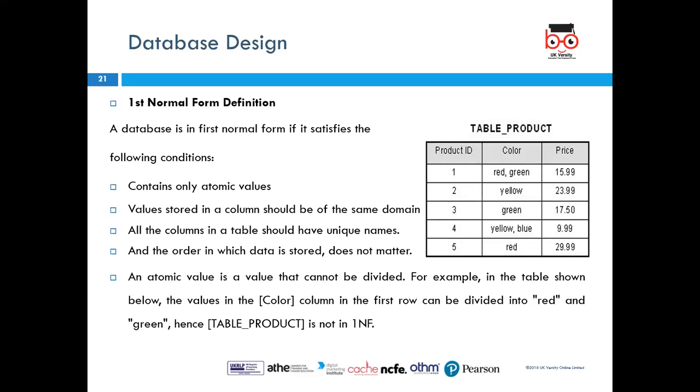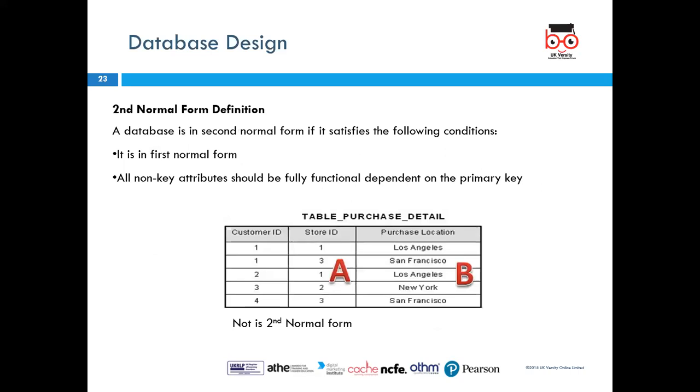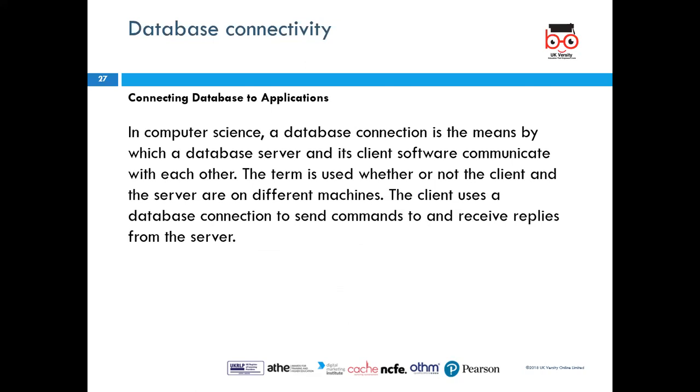What do we mean by first normal form? First normal form follows these criteria: it has to contain only one atomic value. The value stored in a column should be of the same domain, and there is other information needed. So this is the example. How do we bring a table into first normal form? We have an example of how this can be done, but it's not in first normal form because of the column that can contain multiple values. We have examples for all of them.